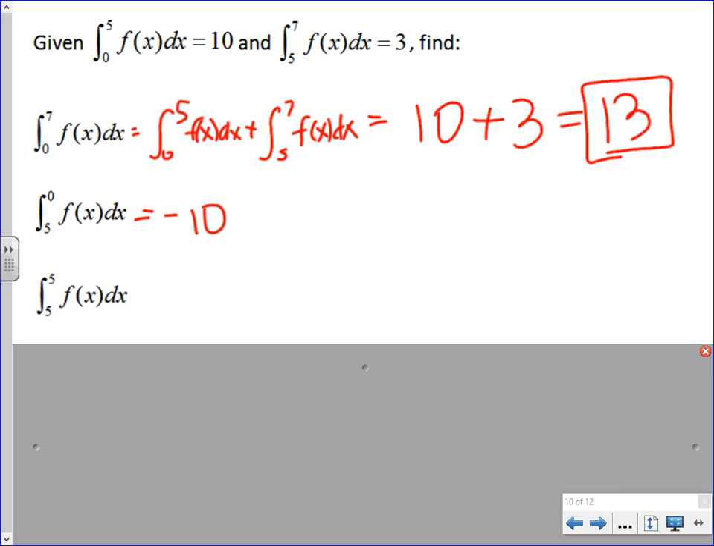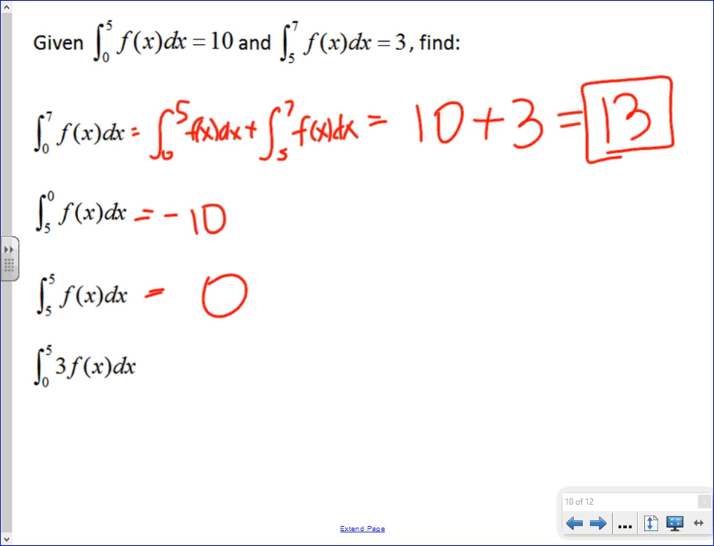Integral from 5 to 5 of f of x dx. Not even going to give me a chance to ask anybody, are you? Because you can't start and end at the same place. You don't have anything there. Yes, that would be 0. I taught you all of it.